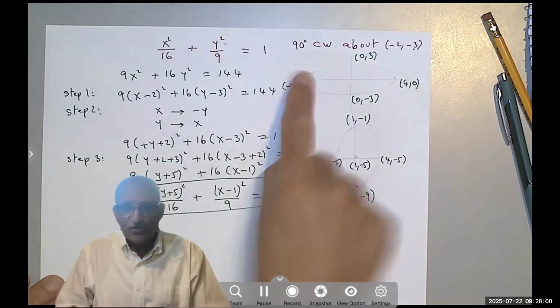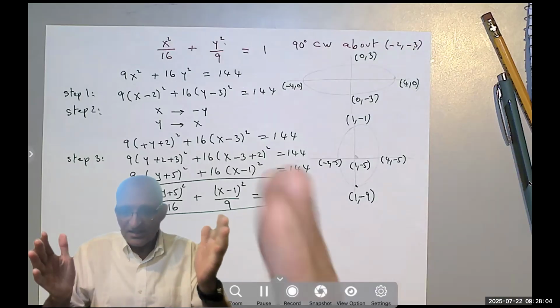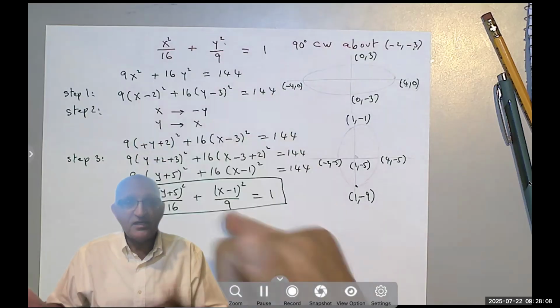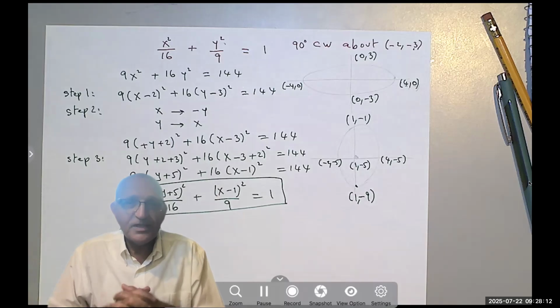Here we didn't have to deal with 4 points. We just looked at the function itself or the equation itself. We applied 3 steps and we ended up with the new form.